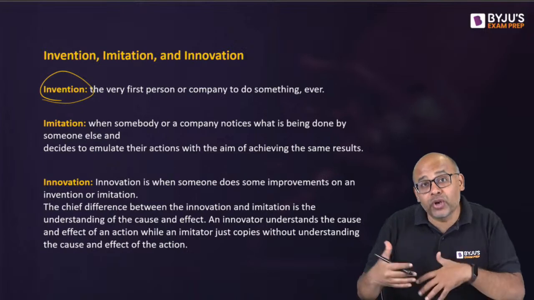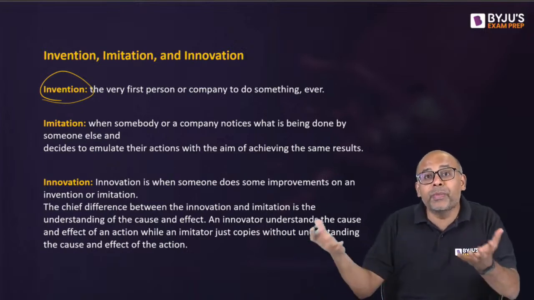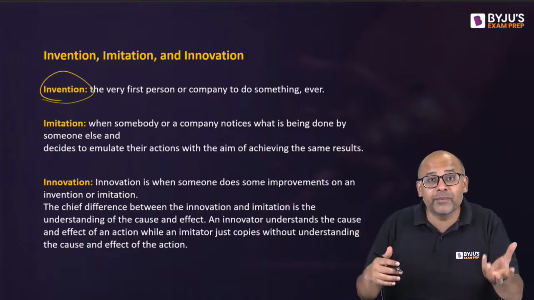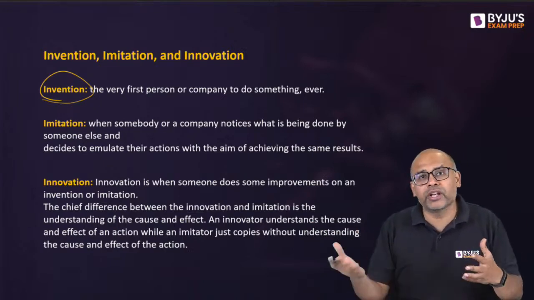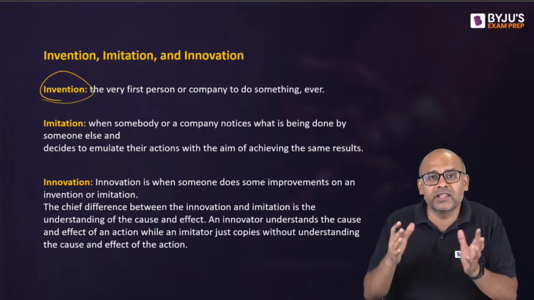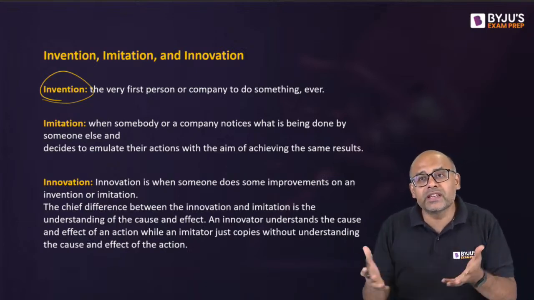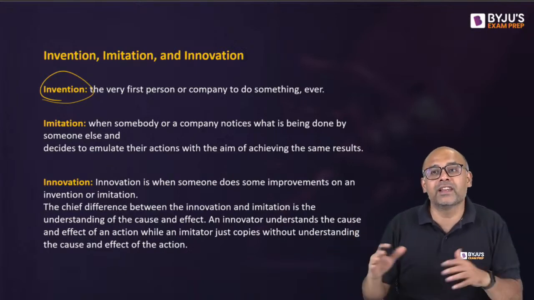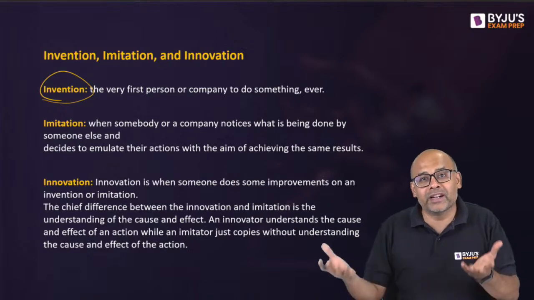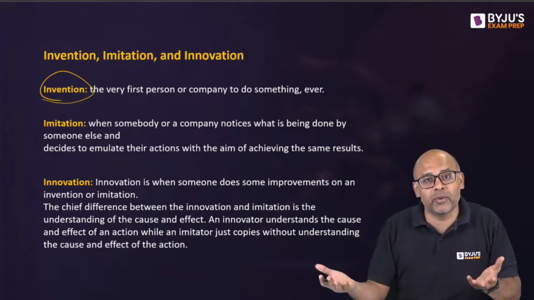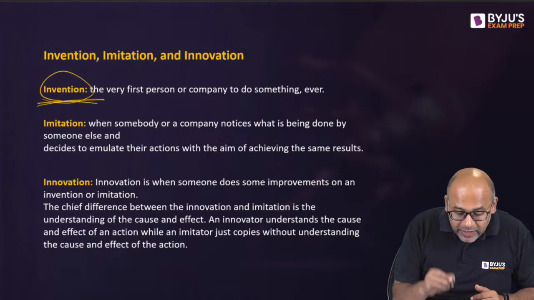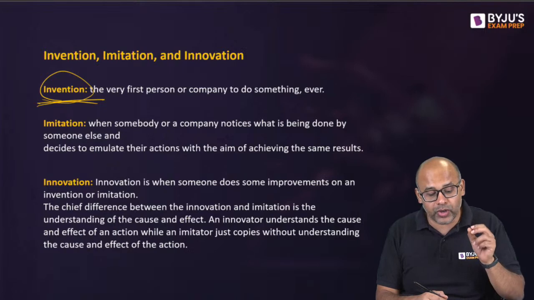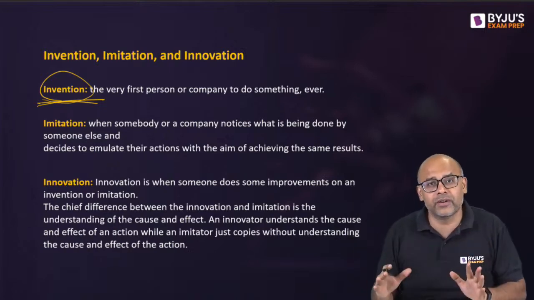Invention is something which did not exist till now and you made it happen. You invented or you made something which did not exist till now. All your technological machines, these are basically called inventions. And of course, discovery is something which already existed. You are just realizing it, that's all. Like electromagnetism, it always existed, you just understood the theory about it. So in our context, invention is the very first person or company to do something which did not exist till now.